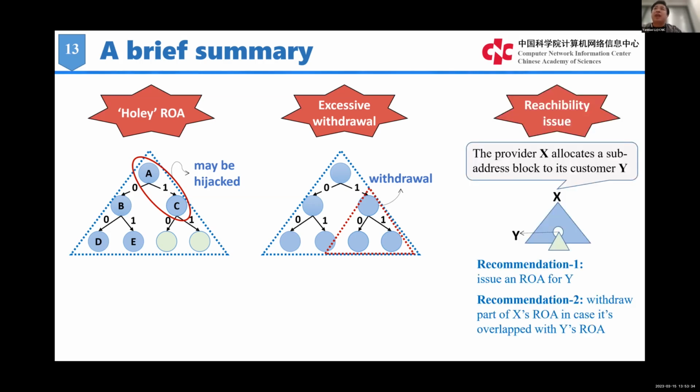Regarding IP resource allocation, to avoid reachability issues, we strongly recommend issuing the customer an ROA for the resource allocated to it. Then, in case the provider's ROA intersects with the customer's ROA, the provider's ROA becomes a holy ROA. To address this, we recommend the provider withdraw the overlapping authorizations, which requires making excessive withdrawals currently. In a word, holy ROAs and excessive withdrawals are the 2 fundamental issues with current coarse-grained ROA management.